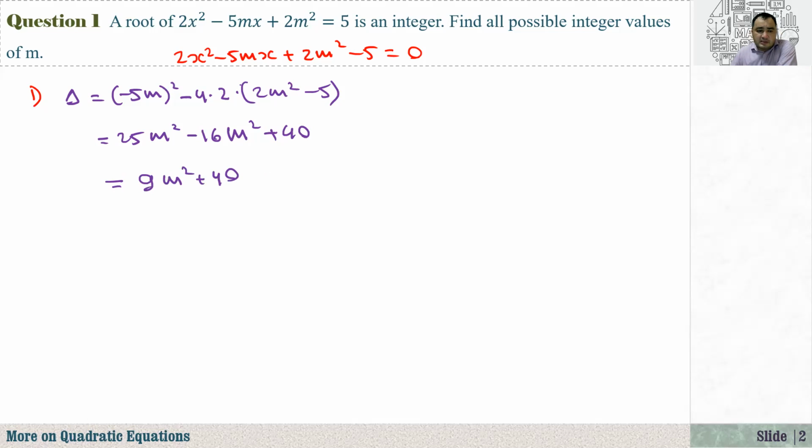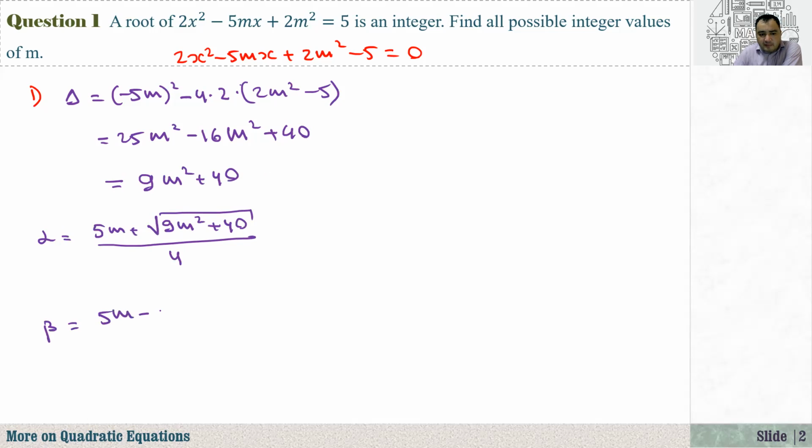And also the root is an integer. Okay, here if you try to find the roots, for example, let's say that's the first root. What is it? That's equal to minus b, that's 5m plus the square root of 9m squared plus 40, over 2 times 2, that's equal to 4. And how about the second root? That's equal to 5m minus the square root of 9m squared plus 40, over 4.